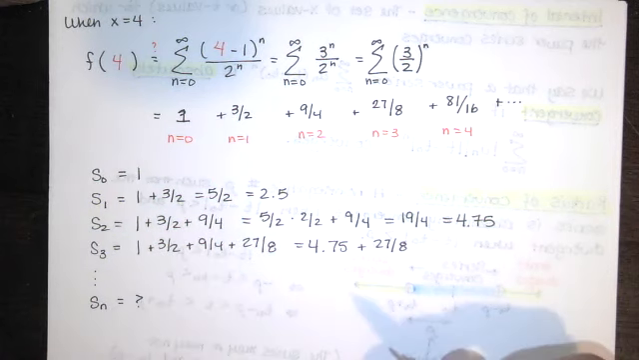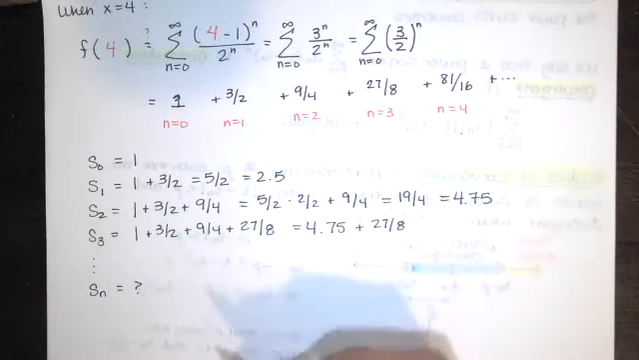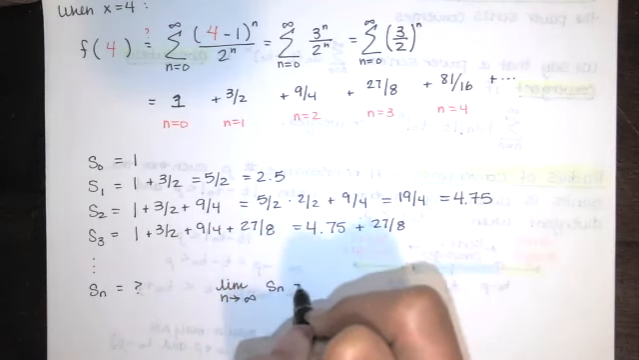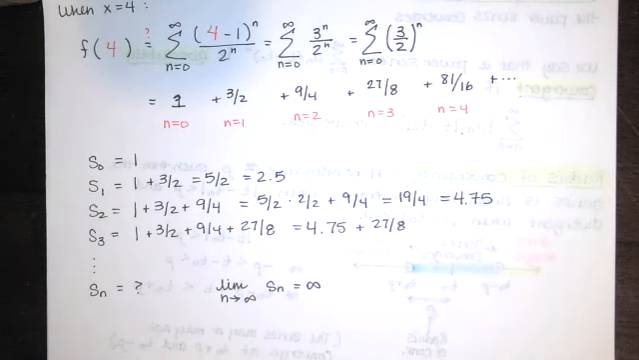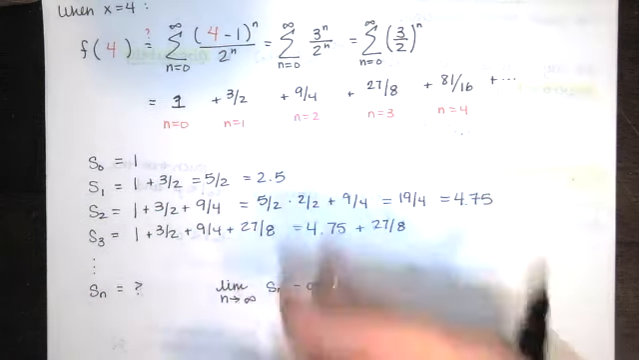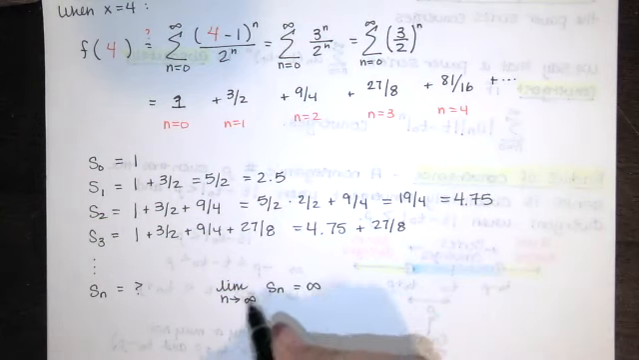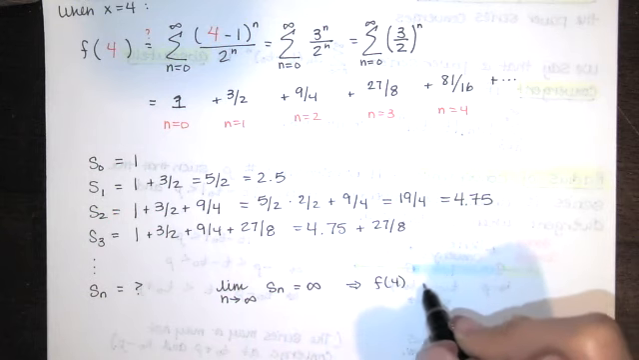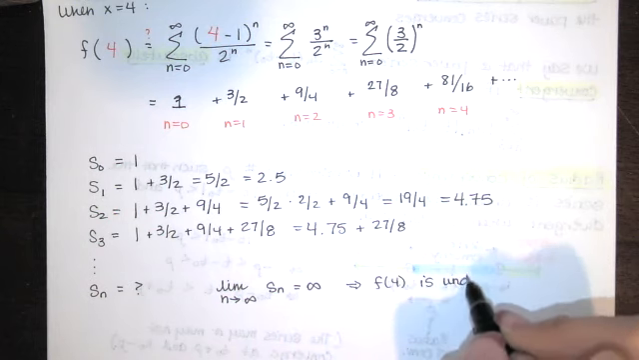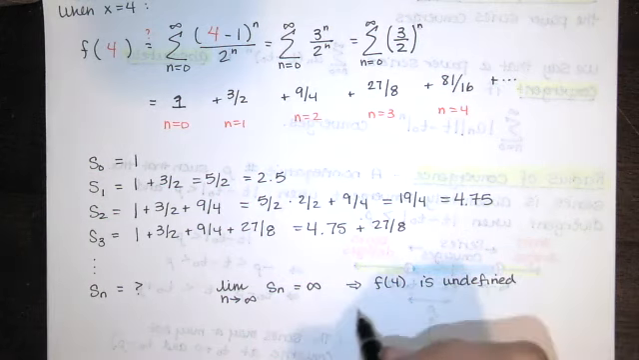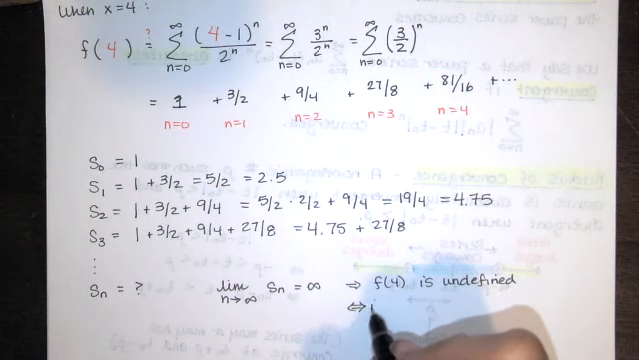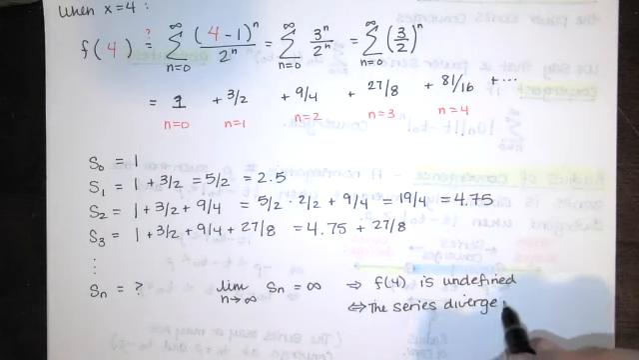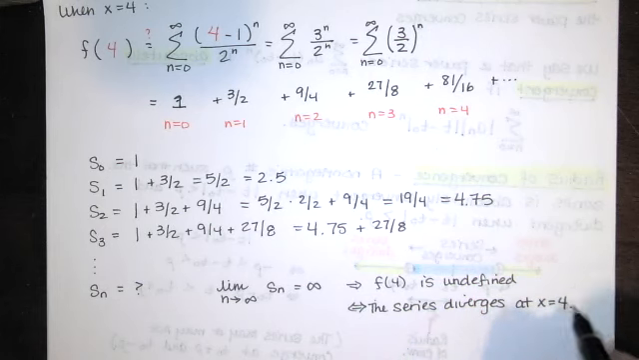Now, I haven't come up with a formula for that. If I was in calculus 2, I'd try to come up with a formula and show that the limit as n goes to infinity of S sub n equals infinity. But for right now, since we are in differential equations and just reviewing this, I want to make sure we understand the concept. Since the limit of the nth partial sum is infinity, that means this f of 4 is undefined, and the series diverges at x equals 4.